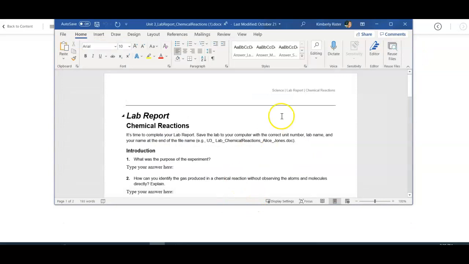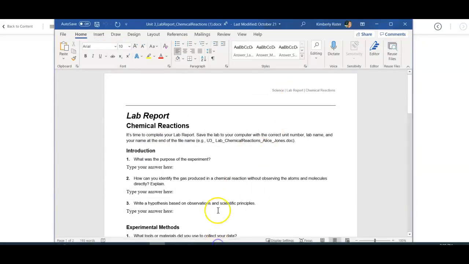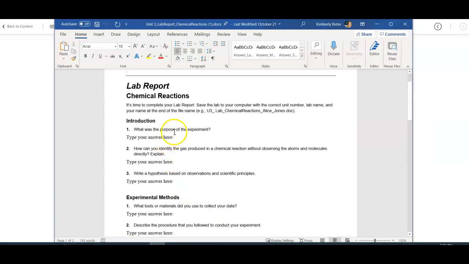All right, so we're going to close out of that one and we'll look at these questions. If you want to figure out the purpose of the experiment, we just stated it. It's back in the lesson. So next, how can you identify the gas produced in a chemical reaction without observing the atoms and molecules directly? If you think back to the slide that we looked at about indirect observations and identifying something with a chemical property, maybe you could explain there how that might work.